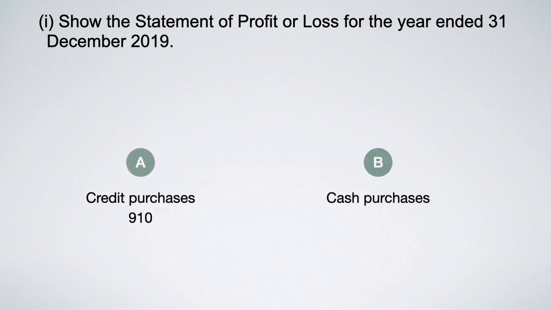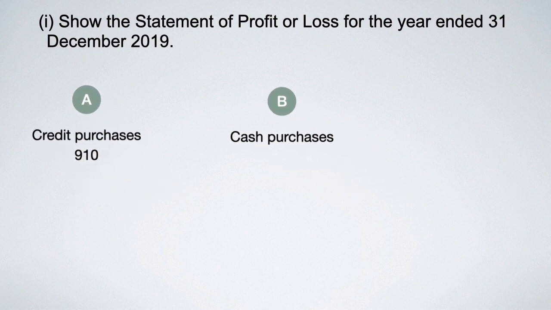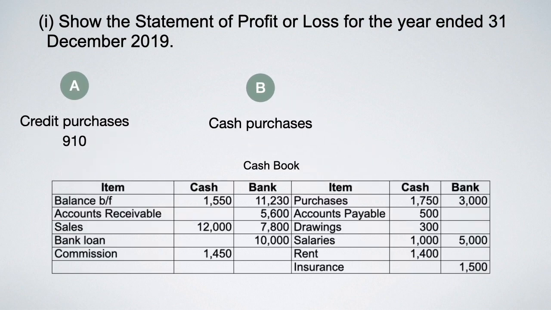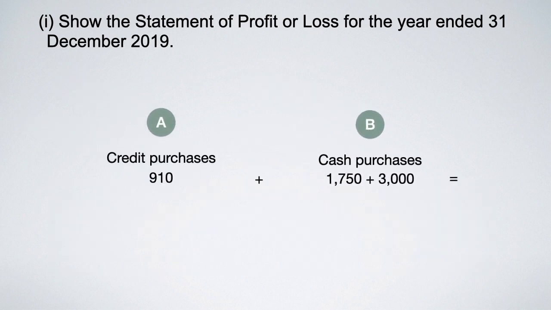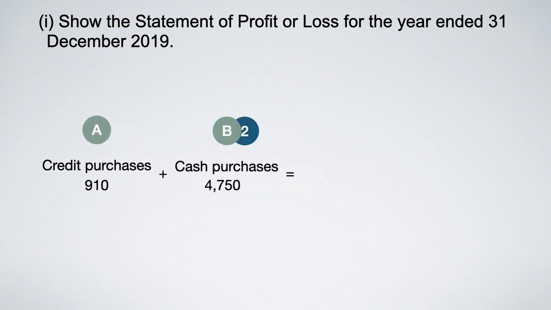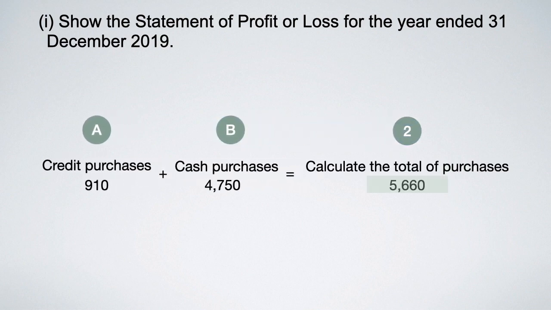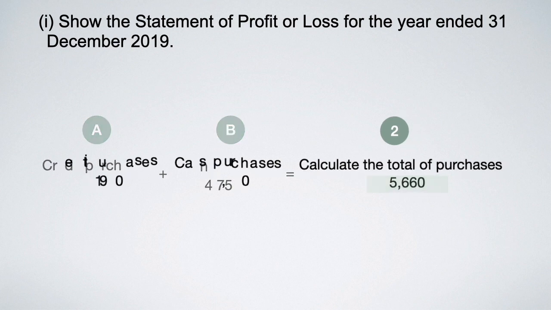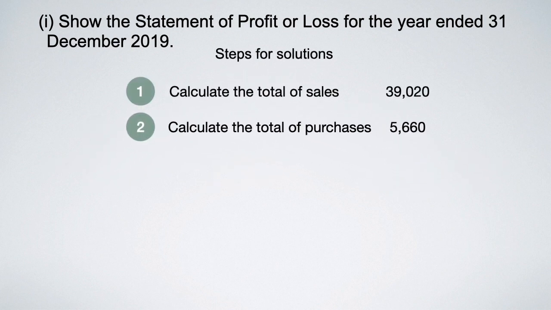Okay, now we want to find the cash purchases. Kan senang tadi, kita cari dekat cashbook saja. Cari perkataan purchases. Ada tak perkataan purchases? Ada. So, kita ada dua. Satu dekat cash, satu dekat bank. You total. You combine those numbers. Then you will get the total for purchases. So this is the total for purchases. Alright, so far we have calculated the total sales and total purchases.